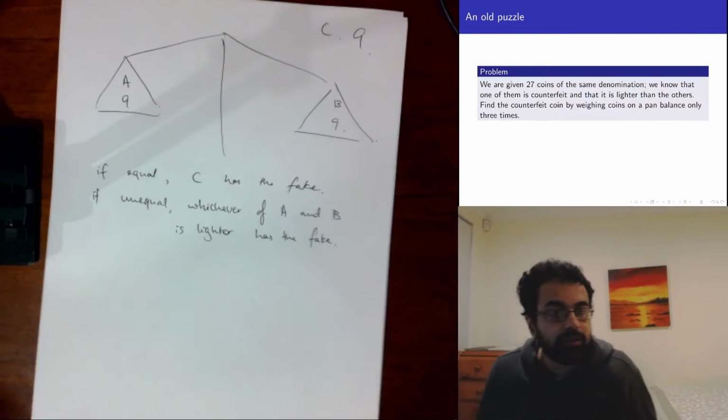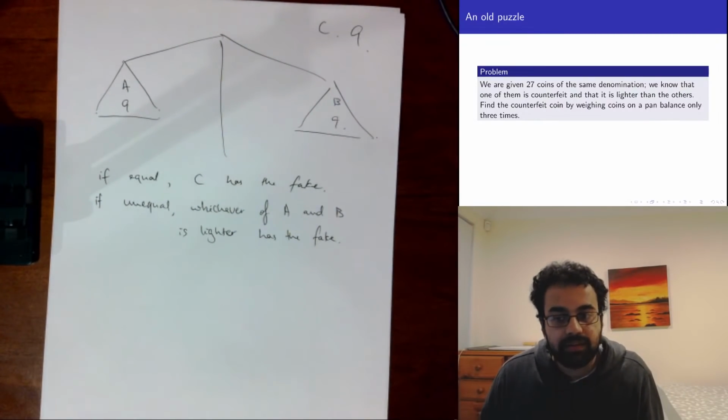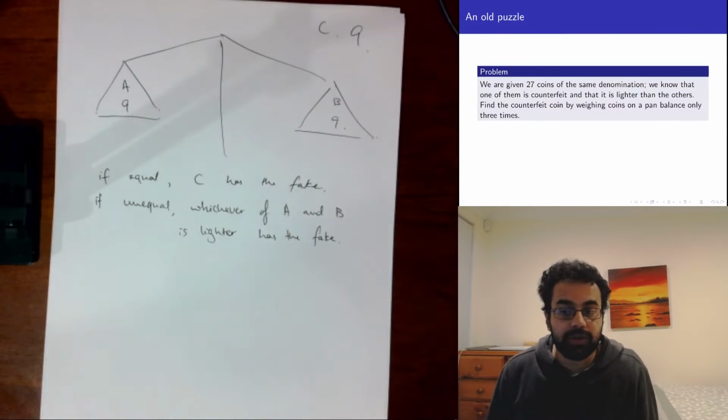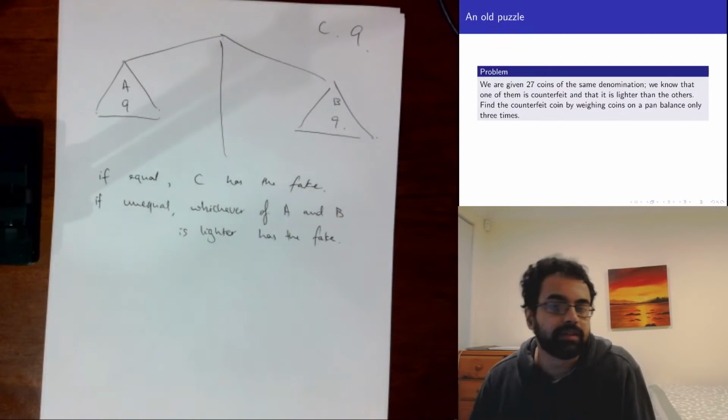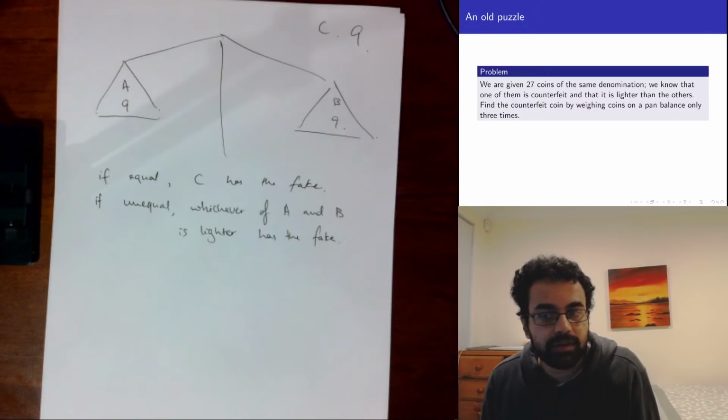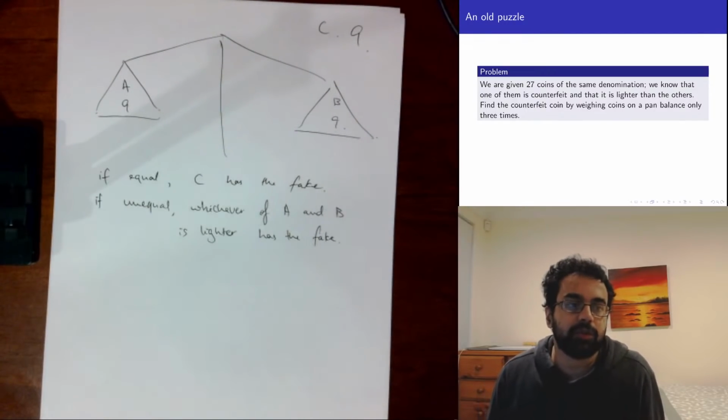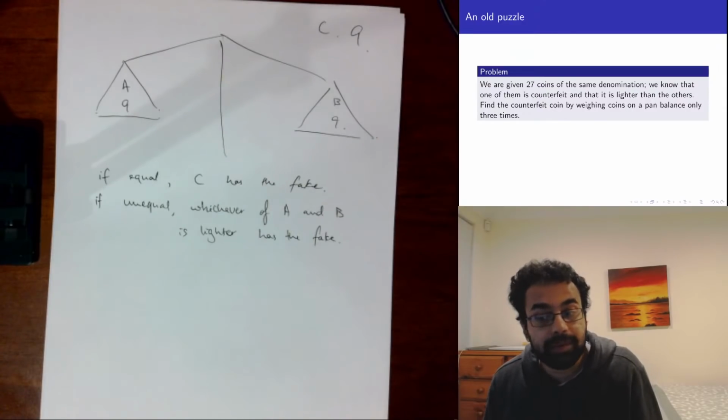And so after one weighing, in any case, even in the worst case, we've narrowed it down from a pile of 27 to a pile of 9. That's divided the search space by a third. And so at this point, it should hopefully be clear that you should repeat this.